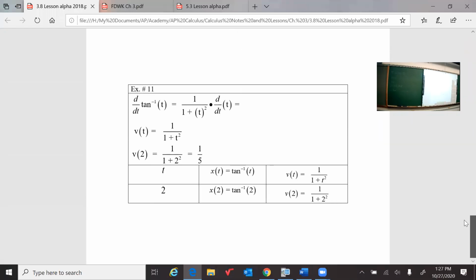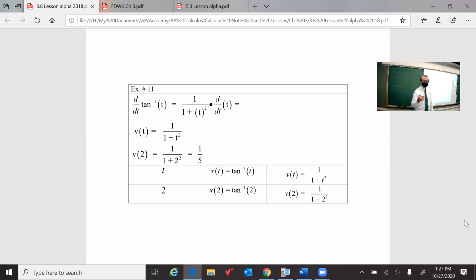So for 11, ready? The derivative with respect to t of t is a 1. And mu is just t. So you just get this. At time 2, the position would be inverse tan of 2, and the velocity would be 1/5. That's it.